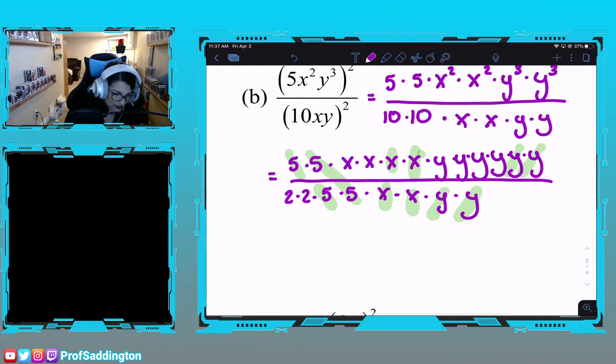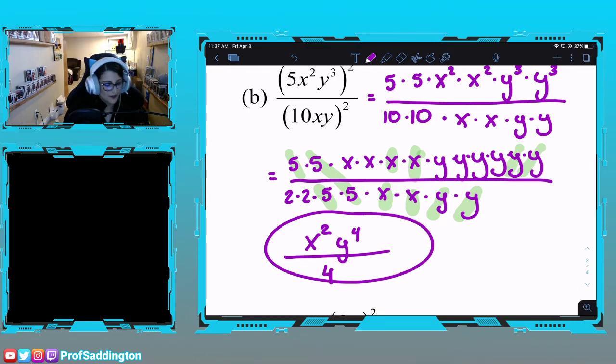So when the dust settles, let's see what we got. We got x and x on the top, so that's x squared. We have 4 y's, so that's y to the 4th. All over, it looks like we only have 2 times 2 on the denominator, so that would be a 4.